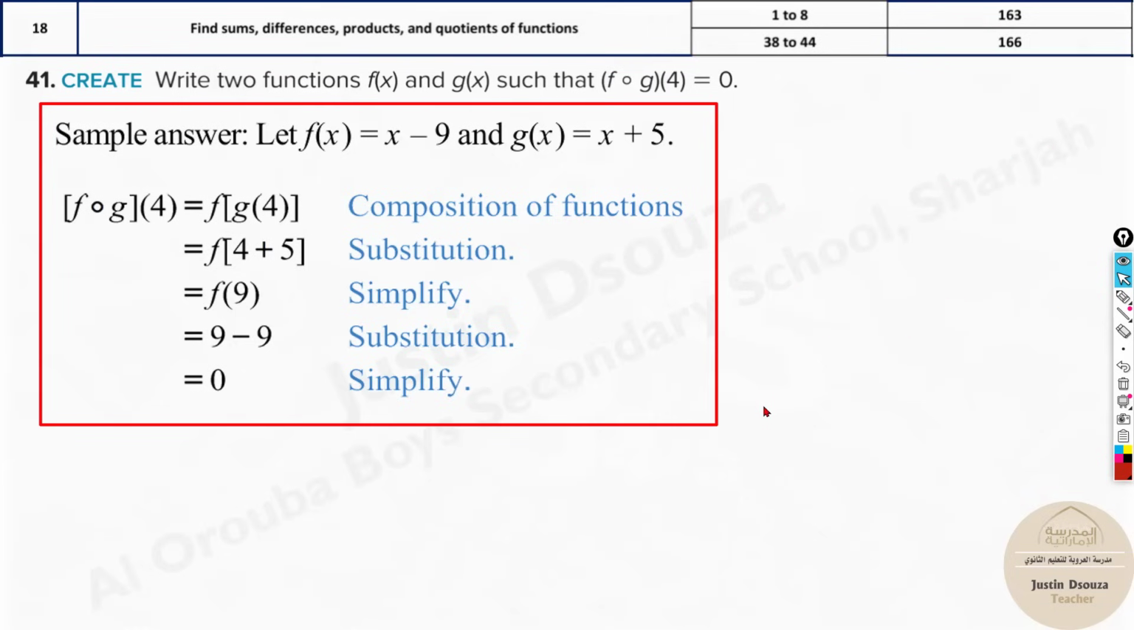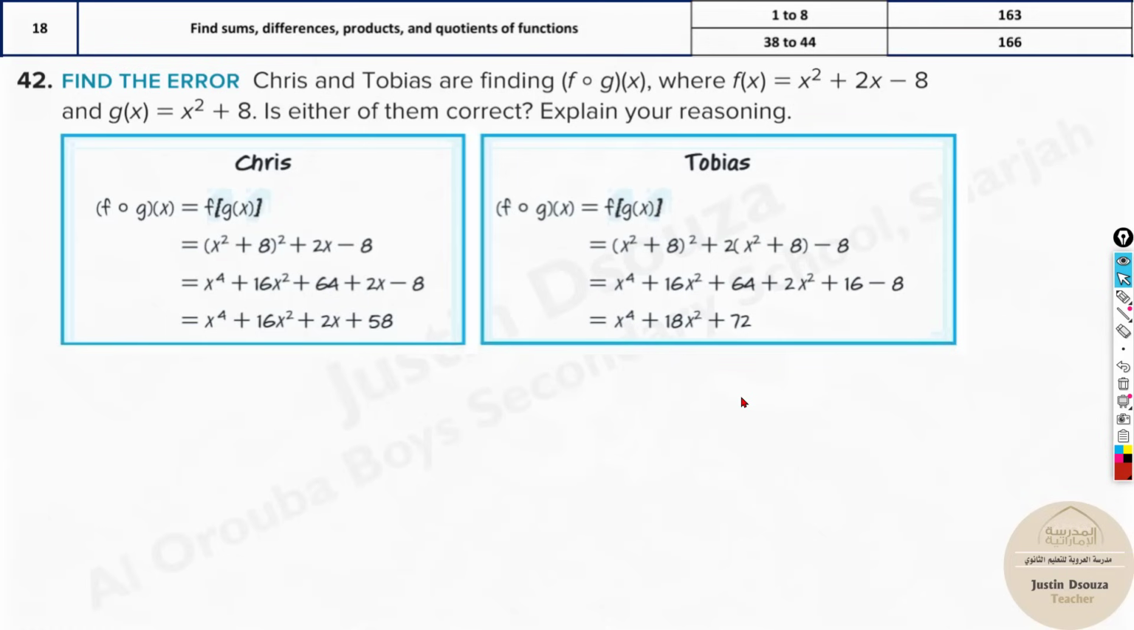So I hope this is clear. It's a simple one. We're going to the end. Over here they have told Chris and Tobias are finding the composition of the functions where they have given these values. Who is correct? Let's see both of them. Let me do it first properly, okay?